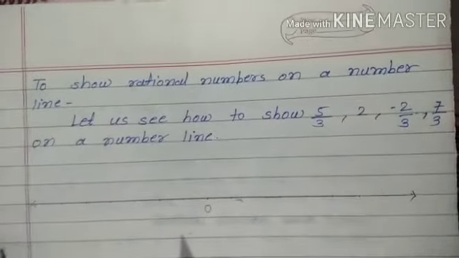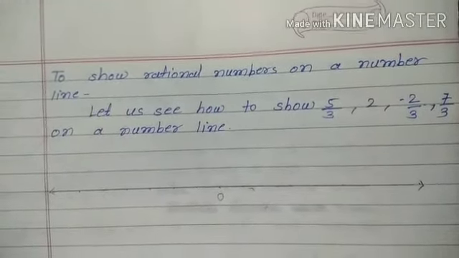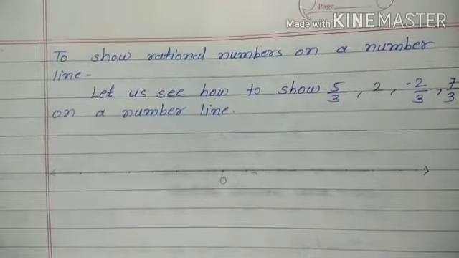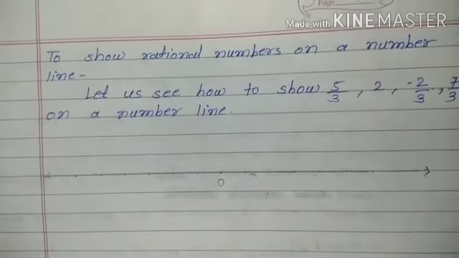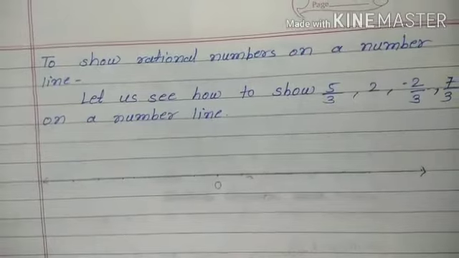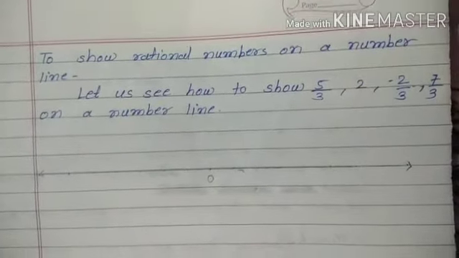To show rational numbers on a number line, see the first example. Let us see how to show 5 upon 3, 2, -2 upon 3 and 7 upon 3 on a number line.